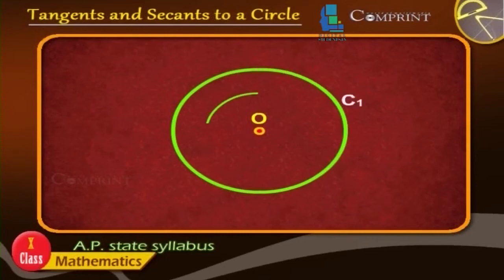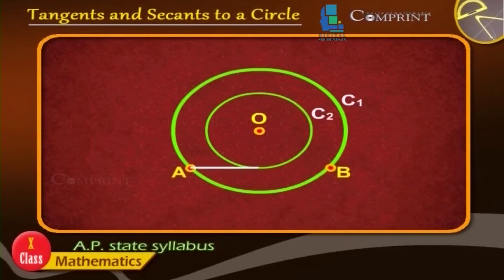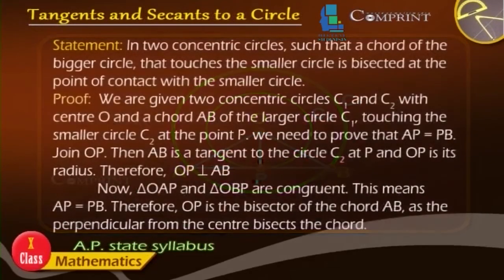Then AB is a tangent to the circle C2 at P and OP is its radius. Therefore, OP is perpendicular to AB. Now, triangle OAP and triangle OBP are congruent. This means AP is equal to PB. Therefore, OP is the bisector of the chord AB, as the perpendicular from the center bisects the chord.